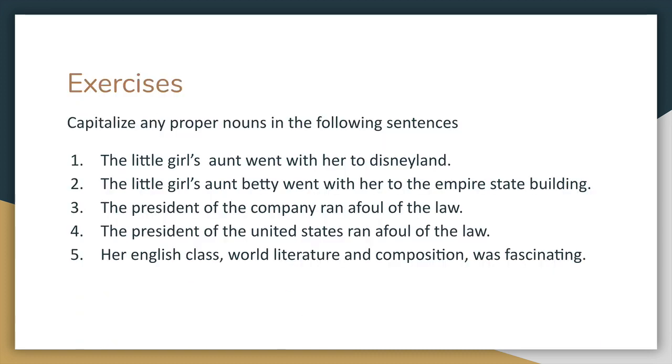Here are some examples where I want you to please look through each sentence and capitalize any proper nouns that you see in each of these sentences. Just add these to your notes and we'll go over them in class.